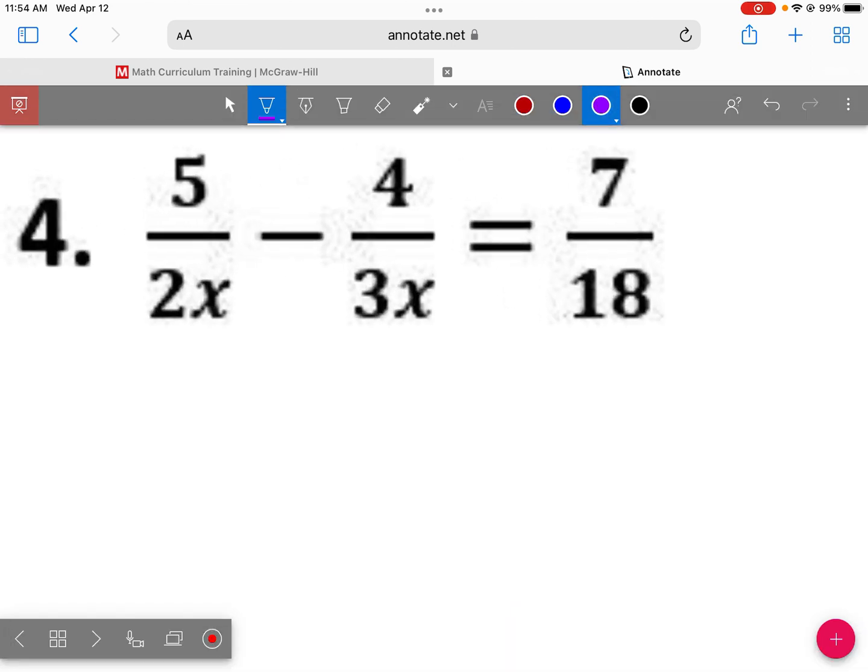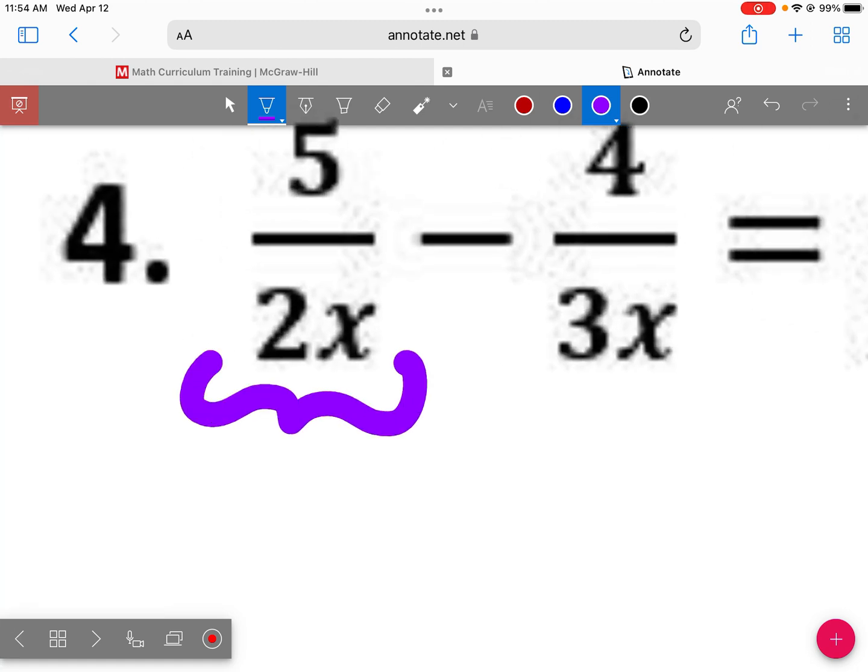First step for any of these problems when we're solving: factor the denominators and then find the LCD. Factor the denominators, find the LCD. What do factors do again? They go into it. If I take all the factors and I multiply them together, I get that denominator.